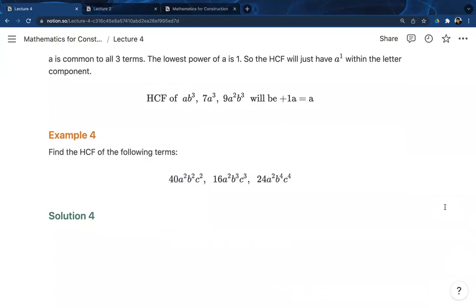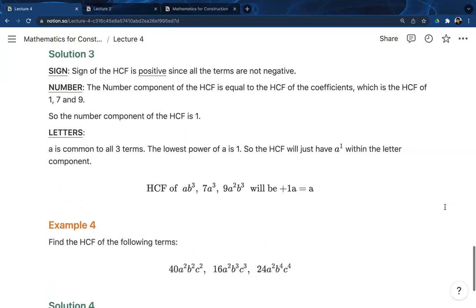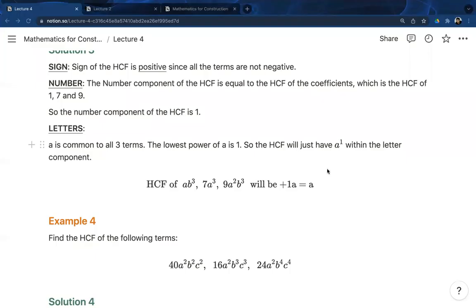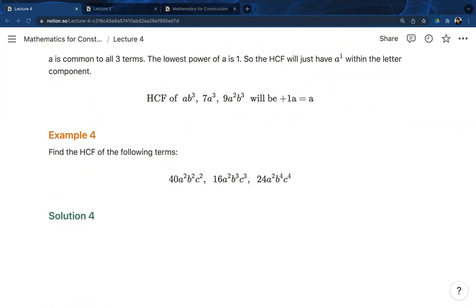What about this one, right? Find the HCF of these 3 terms here. Similar fashion, we need to follow the process. All of them are positive, so the sign portion of the HCF will be positive because they're not negative.